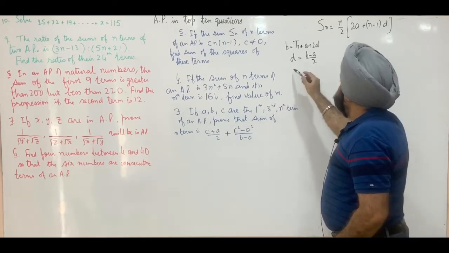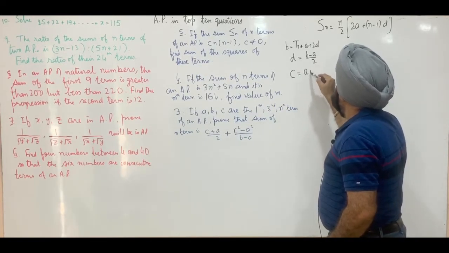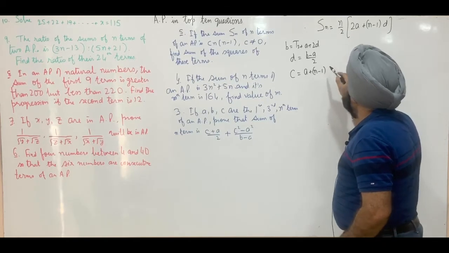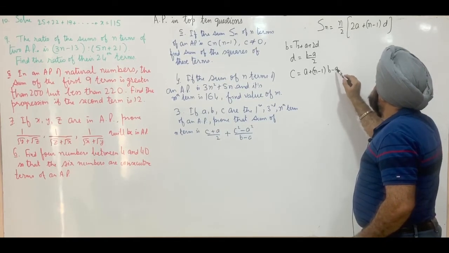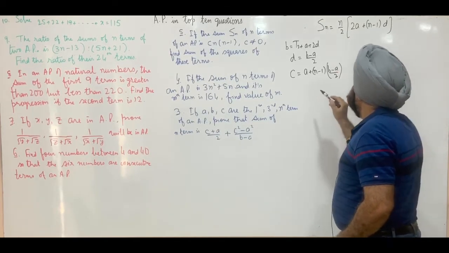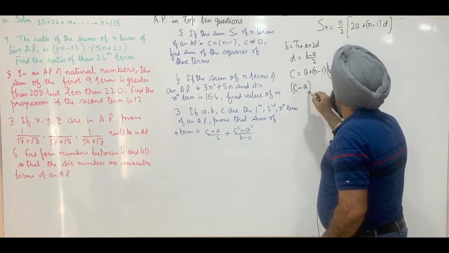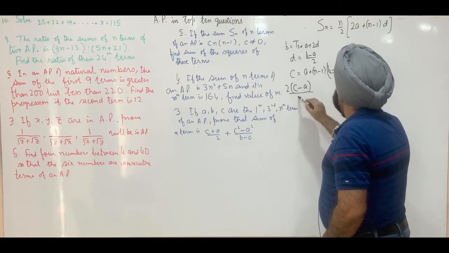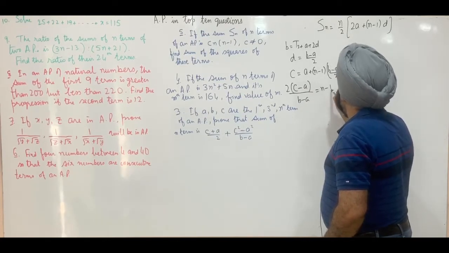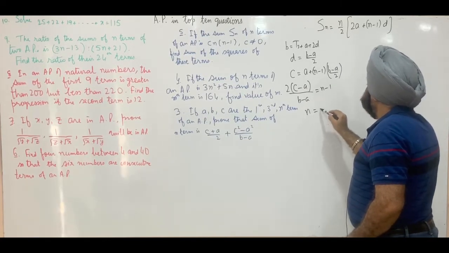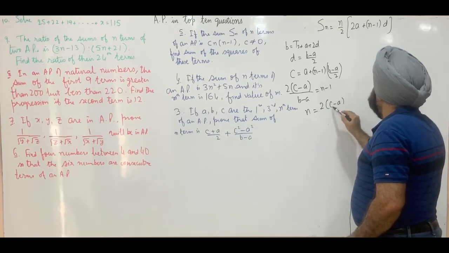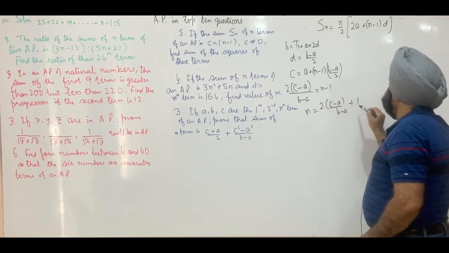c is the nth term. c is a plus n minus 1 into d, which is b minus a by 2. This is c minus a into 2 upon b minus a, equal to n minus 1, or n is 2 into c minus a upon b minus a plus 1.